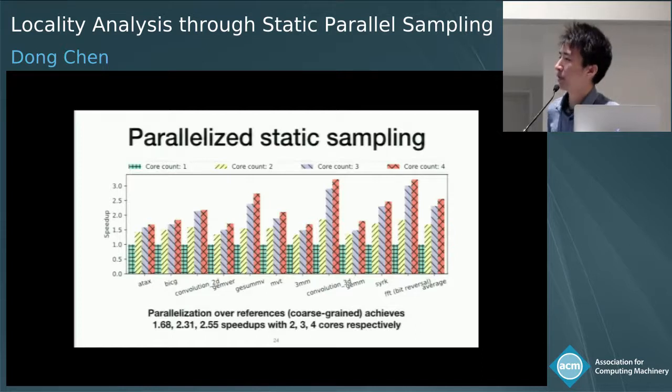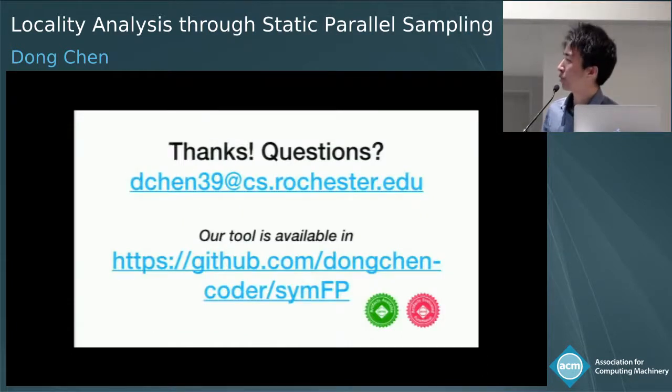The parallelization is done by reference granularity, and we perform this just by wrapping the sampler function with C++ thread creating functions. Running on 24 cores, we get a speedup of 1.68 to 2.55. This speedup may be limited because reuses are not distributed evenly across different references. So a more sophisticated parallelizing approach can be left for future work. Our tool is available on GitHub, and I'm ready to take questions.